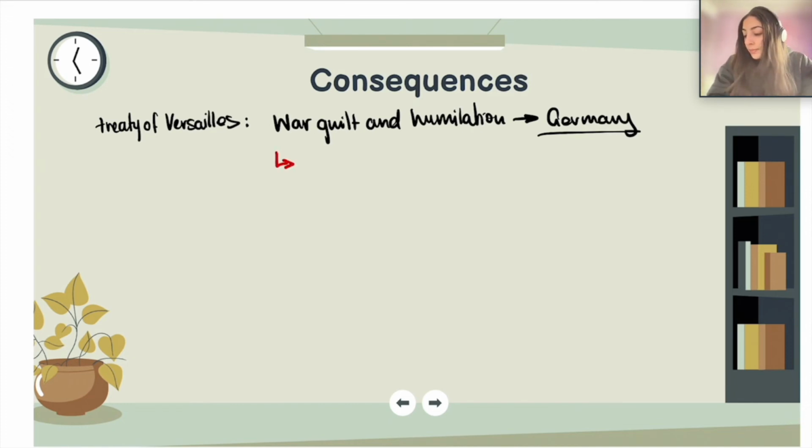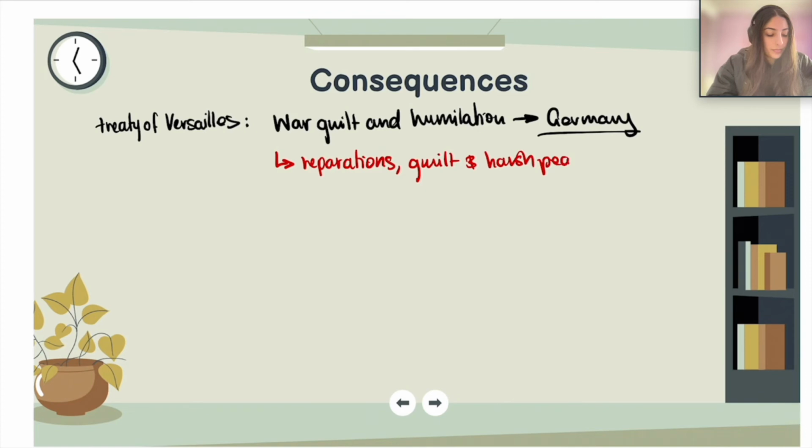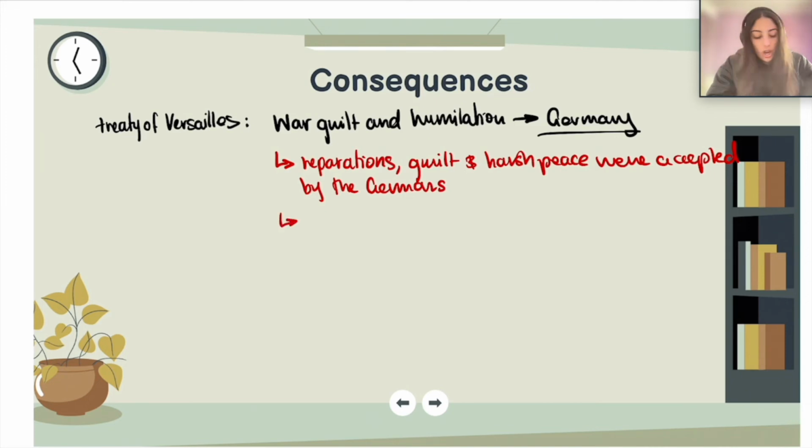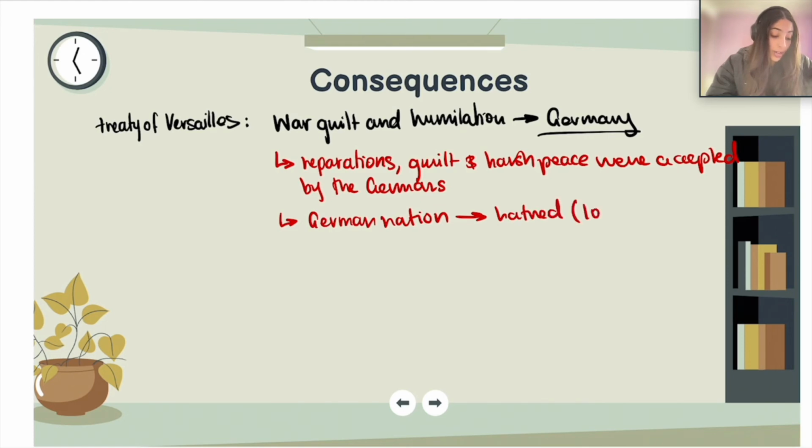Well, reparations, guilt, and harsh peace were accepted by the Germans. Of course, for the German nation, this caused a hatred, which was long-lasting, towards the Allied powers.